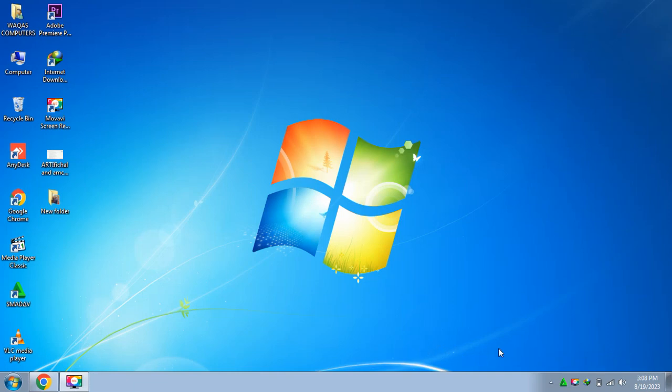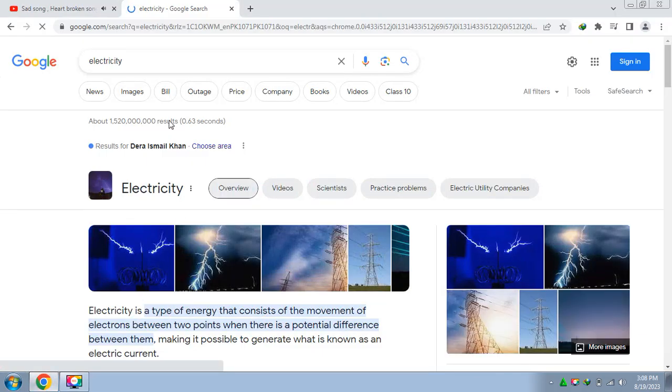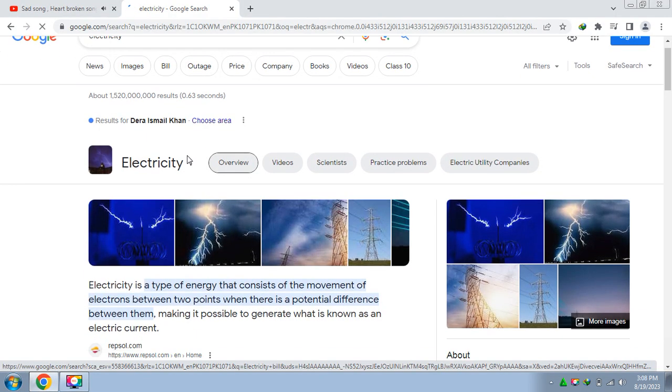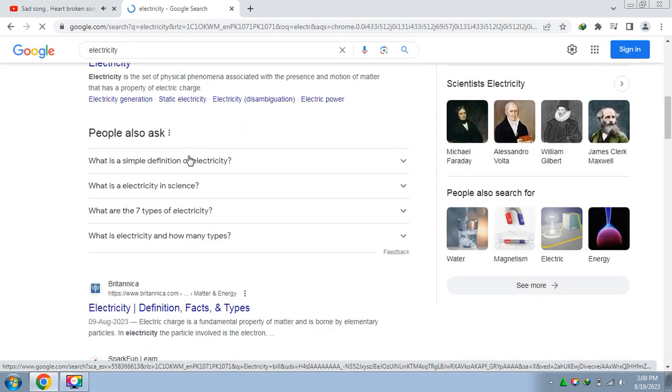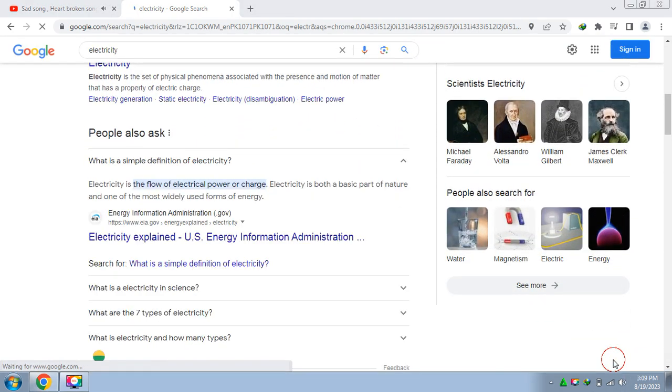Today we talk about and discuss electricity. So without wasting your time, first of all, we want to know what is electricity. The simple definition of electricity is the flow of charge. Electricity has two basic parts of nature. One of the most widely used forms of energy.